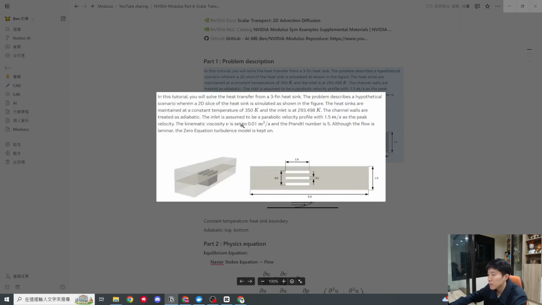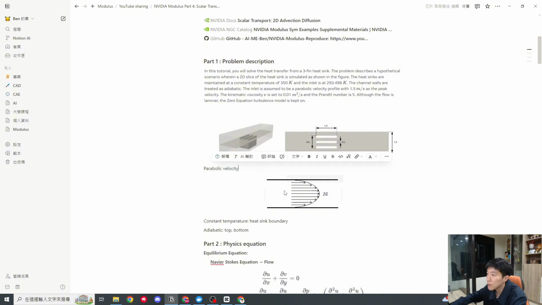And this problem simplifies a 2D heat transfer scenario. In this case, we will see 3 heatsink fins in the middle of a channel, and a non-slip, adiabatic wall on the top and the bottom. The inlet has a parabolic velocity profile and the temperature is 293 degrees, and the outlet pressure is set to be 0. So the parabolic velocity will look like this in the inlet side.